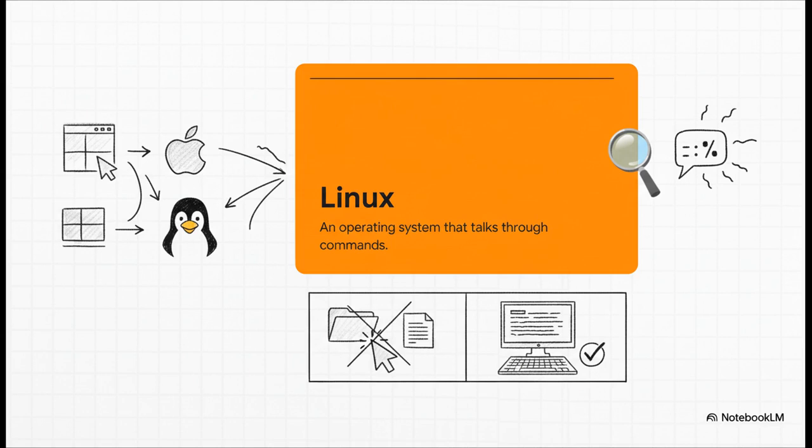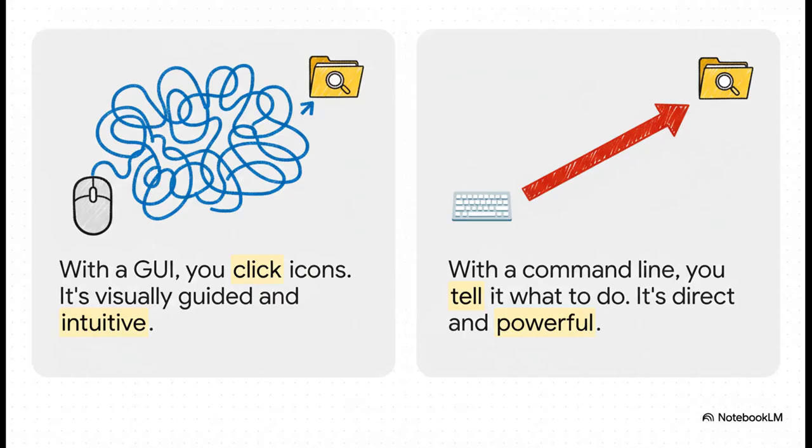It's an operating system, just like Windows or macOS. The big difference is the language it prefers. Instead of you pointing and clicking on little pictures, you talk to it directly, using text commands. And this really gets to the fundamental shift in how you think about it. With a graphical interface, you're kind of following a visual path someone else laid out for you. With the command line, though, it's a direct conversation. You don't ask, you tell the computer what you want.